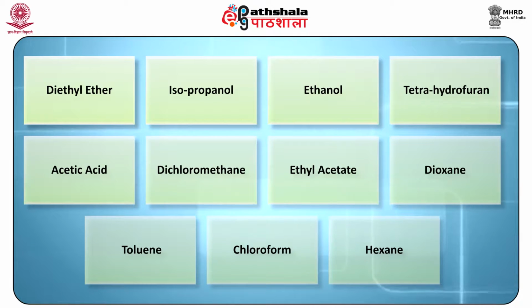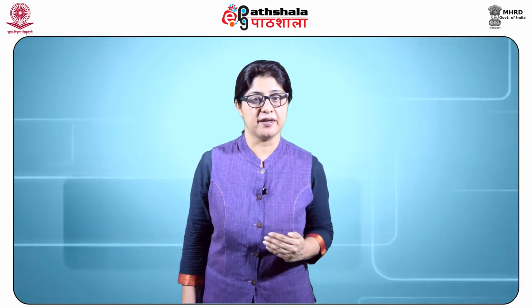In addition, various systematic mobile phase optimization approaches involving solvent classification, selectivity, and the eluotropic series, which is the solvent strength, are used. Solvents like diethyl ether, isopropanol, ethanol, tetrahydrofuran, acetic acid, dichloromethane, ethyl acetate, dioxane, toluene, chloroform, hexane, etc. are commonly used. TLC is usually carried out with the single mobile phase instead of using a mobile phase gradient.